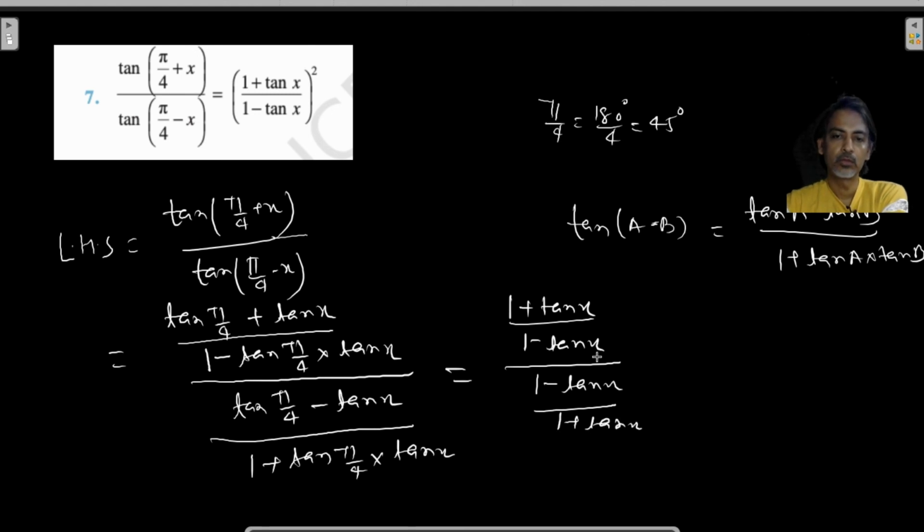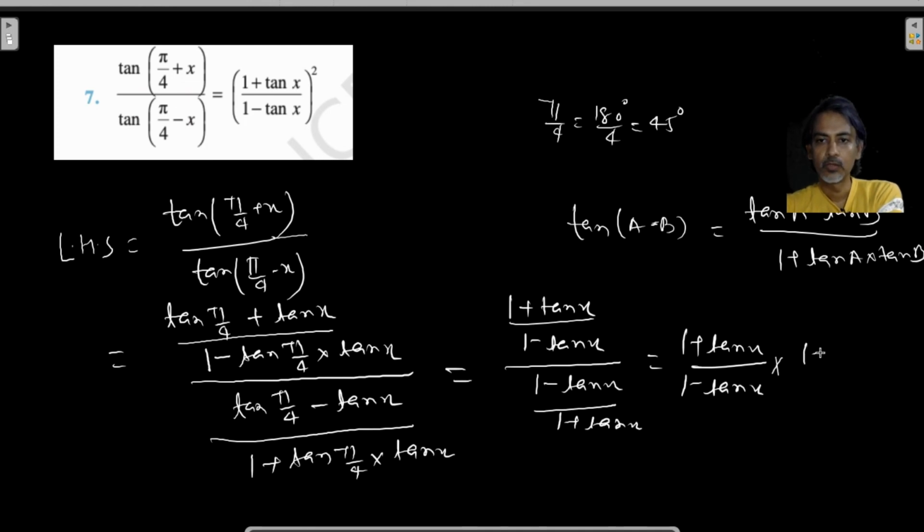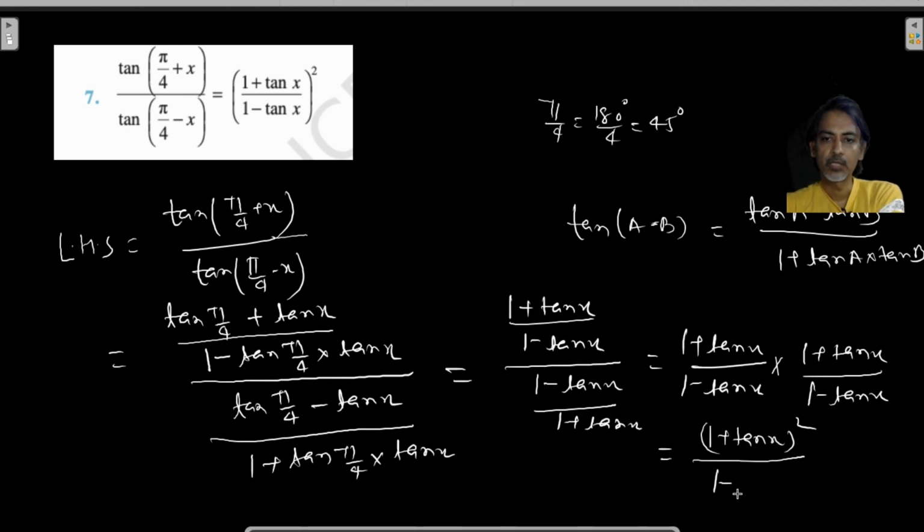So when you just simplify it, you can put the numerator as denominator, denominator as numerator. So this will become 1 plus tan x divided by 1 minus tan x, and then this part will go to the top, so it will become 1 plus tan x, and this will come down, which will be 1 minus tan x. So when you look at this expression, this is 1 plus tan x, 1 plus tan x, so this is nothing but 1 plus tan x whole square, and then the denominator is 1 minus tan x whole square.